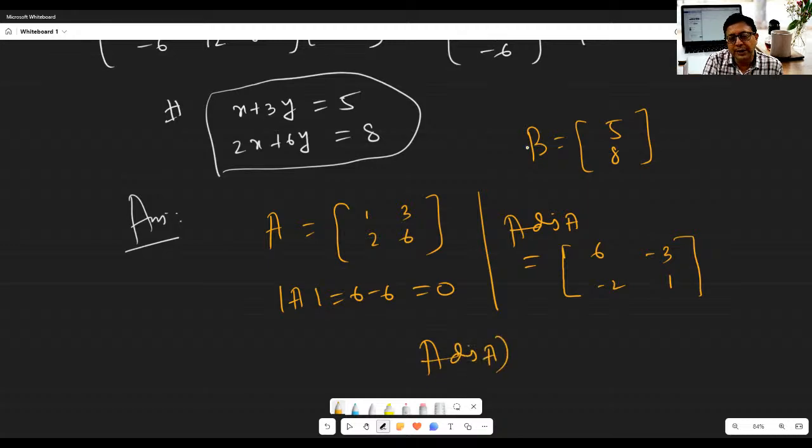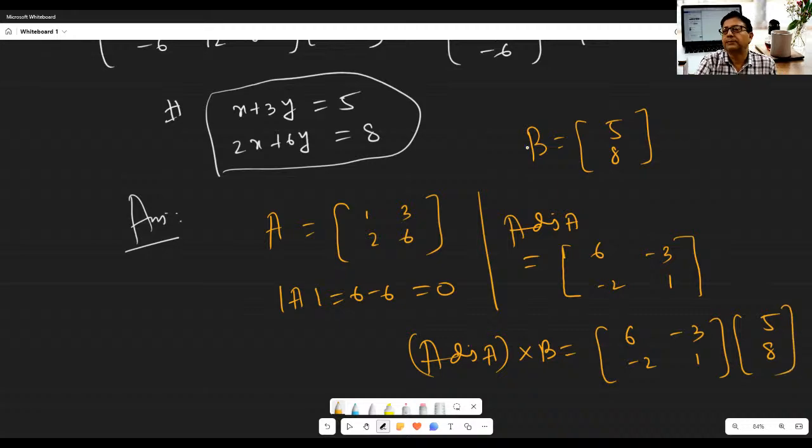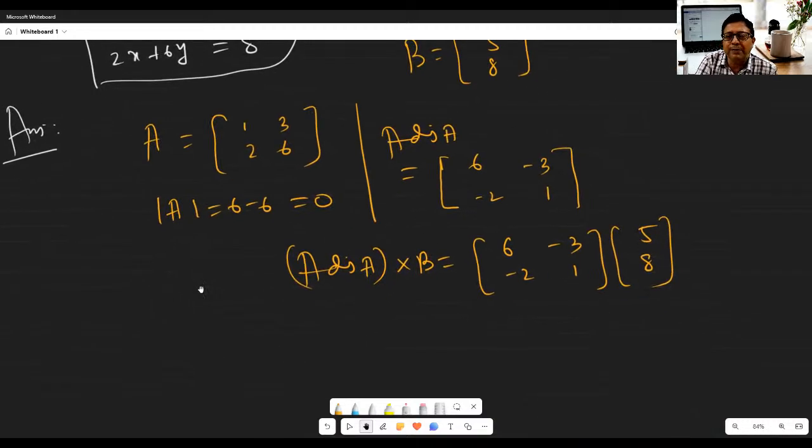So adjoint A into B. Adjoint A is what? Minus 2, 1 into 5, 8. So let us check what happens there. Multiply these two. Adjoint A you have understood. So 30 minus 24, 6 and minus 10 plus 8, minus 2.